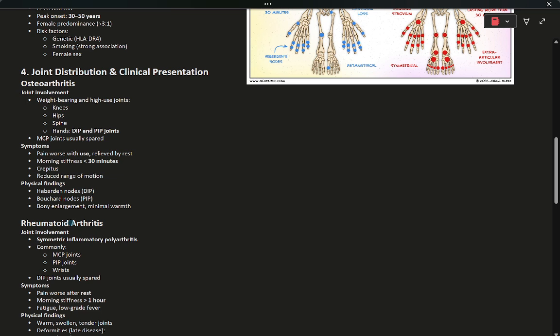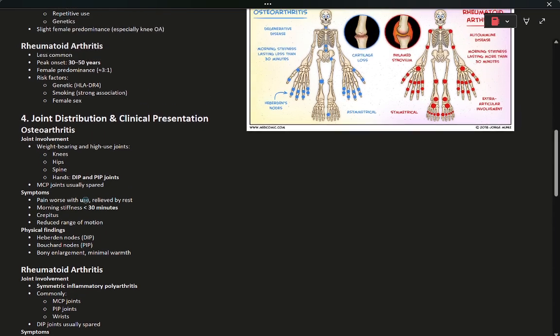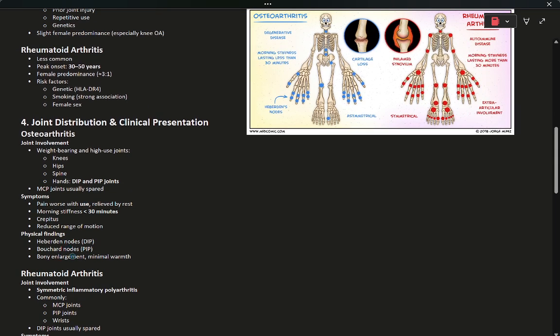Upon physical exam, you might find Heberden nodes located on the distal interphalangeal joints and the Bouchard nodes located on the proximal interphalangeal joints. There may also be bony enlargement with minimal warmth.